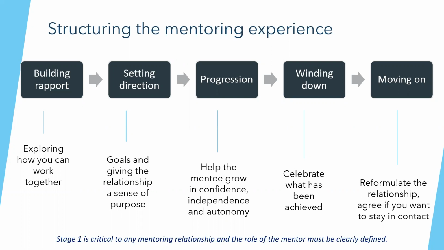So stage one is about building rapport, and in this, it's about exploring how the mentor and mentee can work together to create a positive experience for both. This could include setting boundaries and expectations, clarifying the rules around confidentiality, the goals for the mentoring relationship, and some practicalities related to the mentoring sessions. There are also some good practice behaviors to be aware of when starting a mentoring relationship.